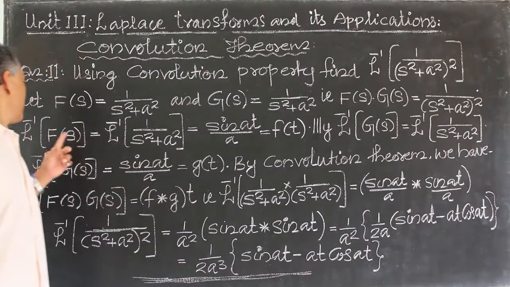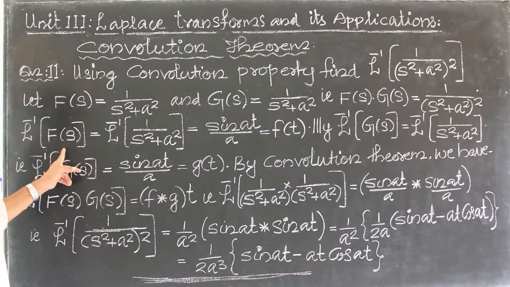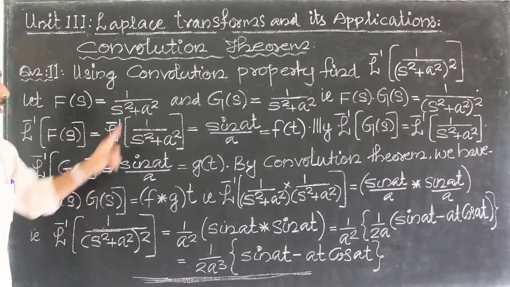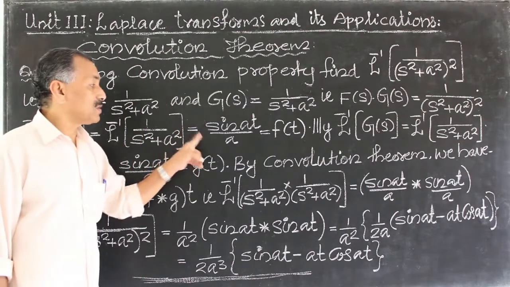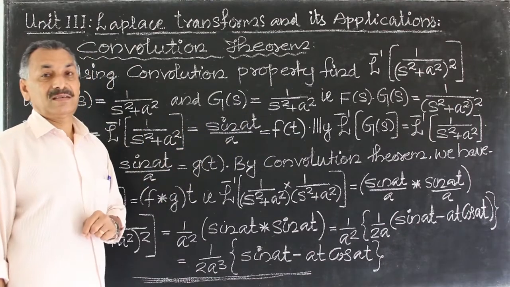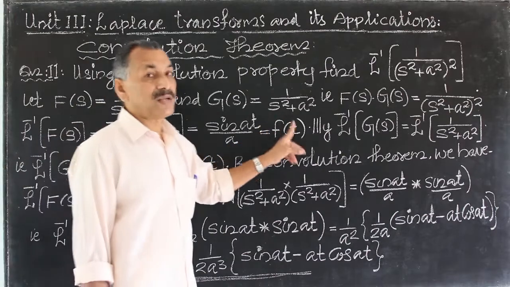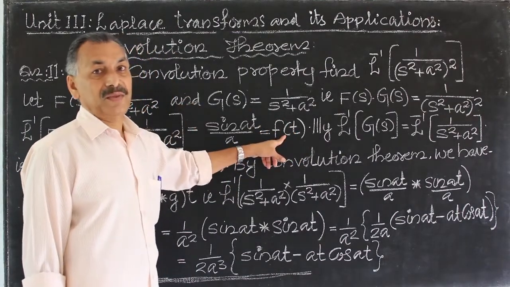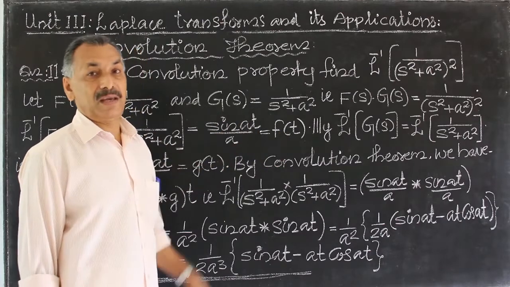Then what is L inverse of F(s)? L inverse of 1 divided by s square plus a square is equal to sin a t by a. Similarly, it is equal to f of t. F(s), its inverse small f, is equal to sin a t by a.